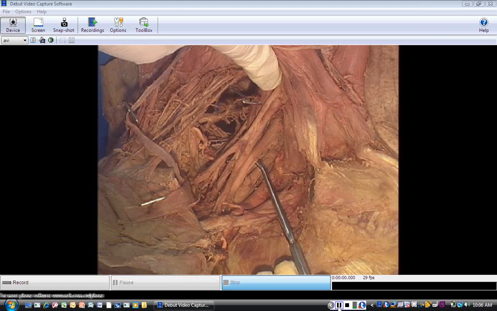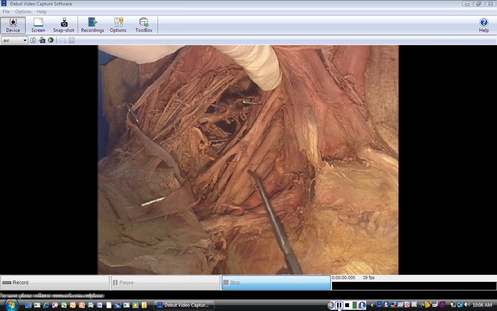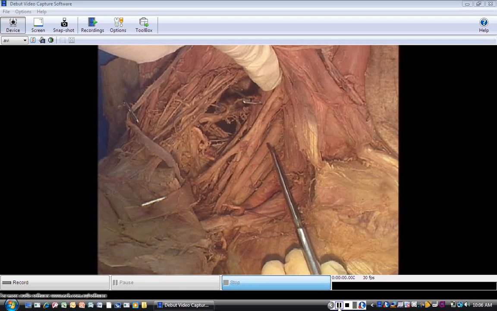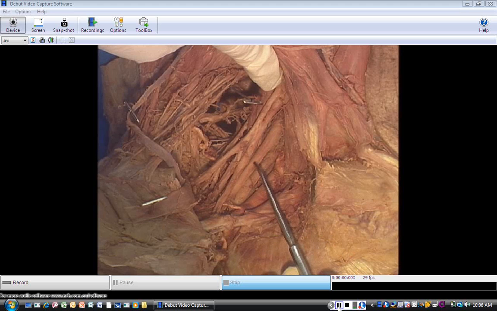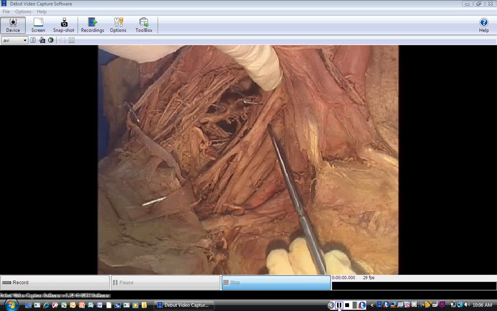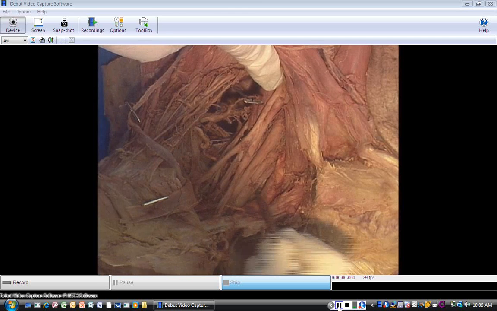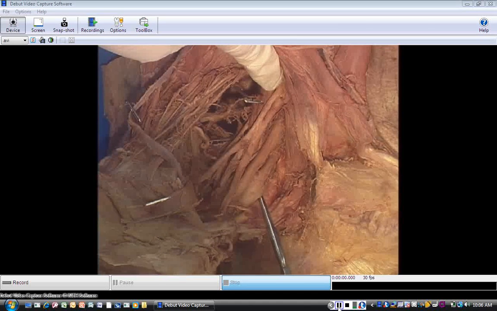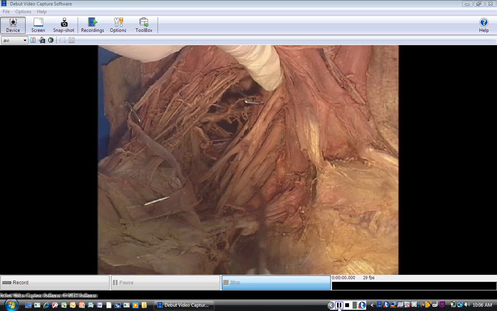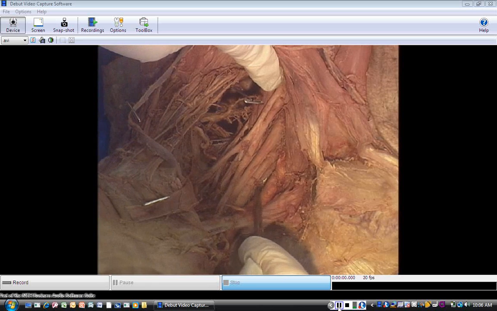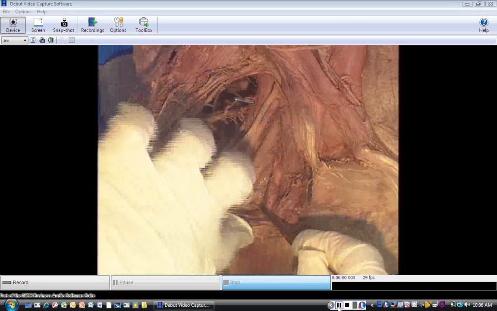Where does the middle trunk start and where does C7 end? I would use the guide of the upper trunk formation. So I'd say about right here is where the middle trunk begins because that's about where the upper trunk is formed. There's C8 and T1 and they come together to make the lower trunk. So if I lift them up, you can see the lower trunk of the brachial plexus. It's that portion of the brachial plexus that's in close proximity to the rib.